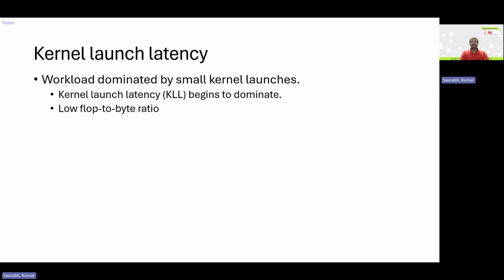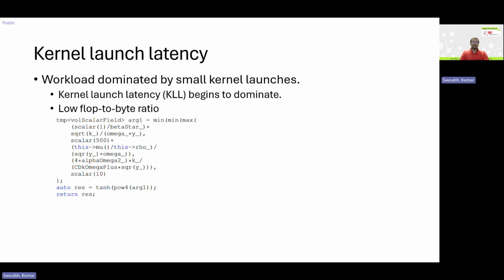Here, I just want to focus on a very specific optimization that we did, which is related to kernel launch latency. If we look at the GPU kernels that were dispatched by OpenFOAM, the workloads are mostly dominated by various small kernel launches. And what happens if you have a lot of small kernel launches is that the kernel launch latency begins to dominate. And within each of these kernels, we get a very low flop to byte ratio.